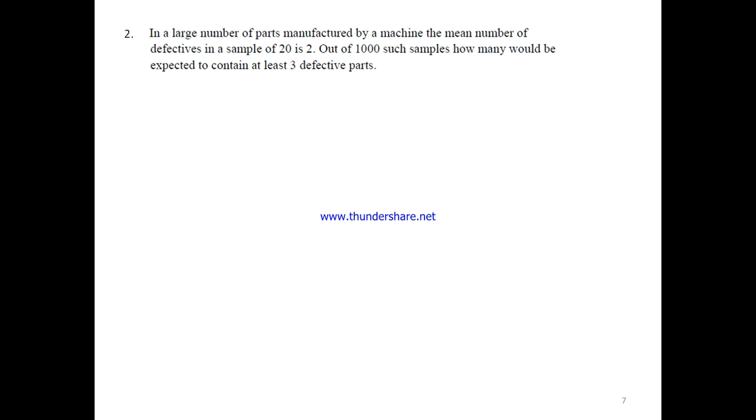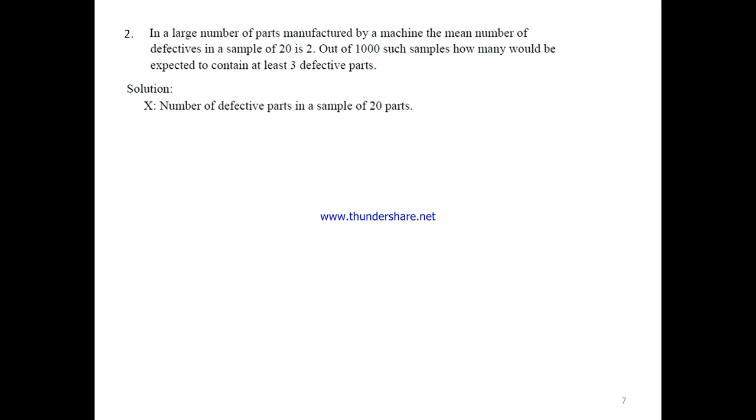Here we have to find out, of 1000 such samples, in how many samples we can expect the sample contains at least 3 defective parts. And for that, first we'll find out the value or chances that a sample contains at least 3 defective parts. And to calculate for 1000 such samples, finally we'll multiply the answer by 1000.